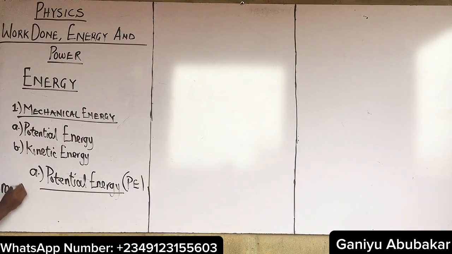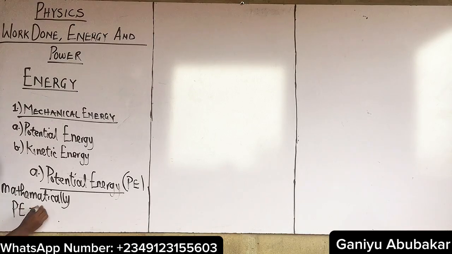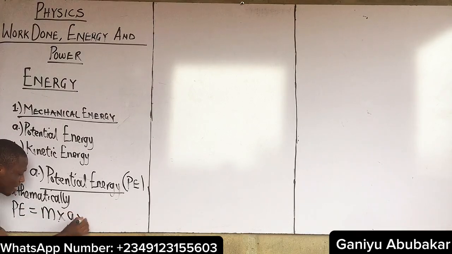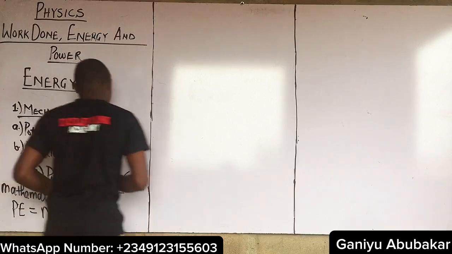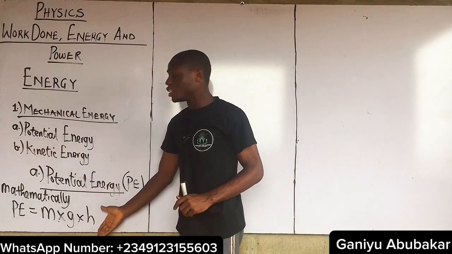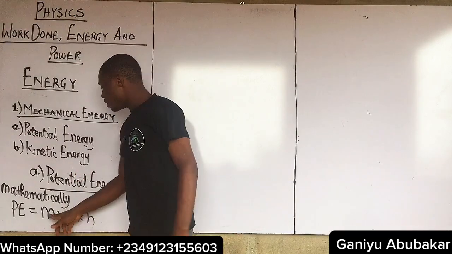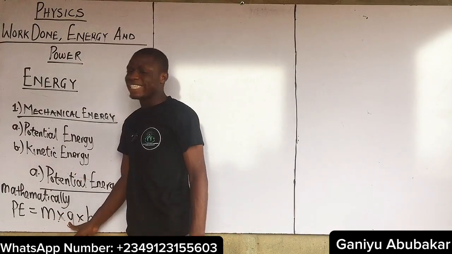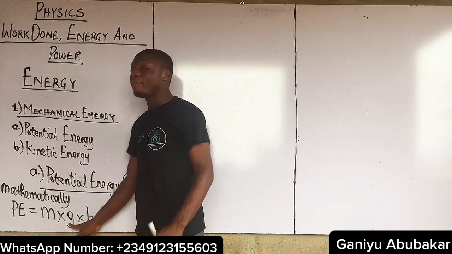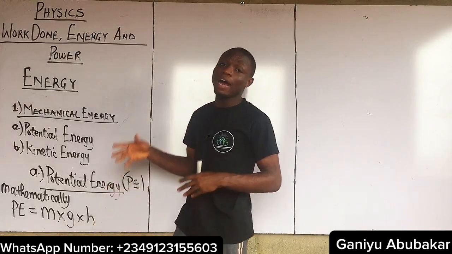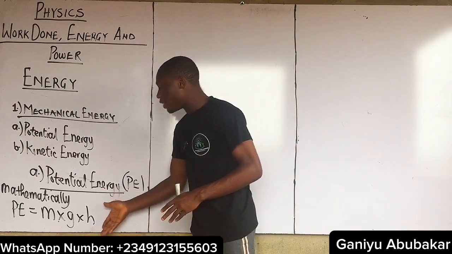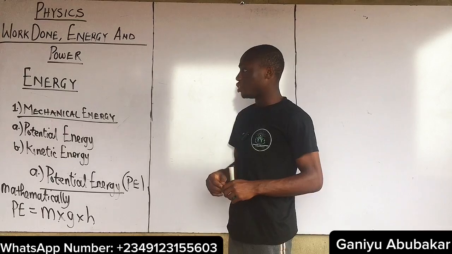Mathematically, potential energy, PE, is equal to mass times gravity times height. This becomes the mathematical expression for potential energy. The potential energy of a body is simply the product of the mass of the body, the acceleration due to gravity, and the height attained by the body. That's the concept behind potential energy.